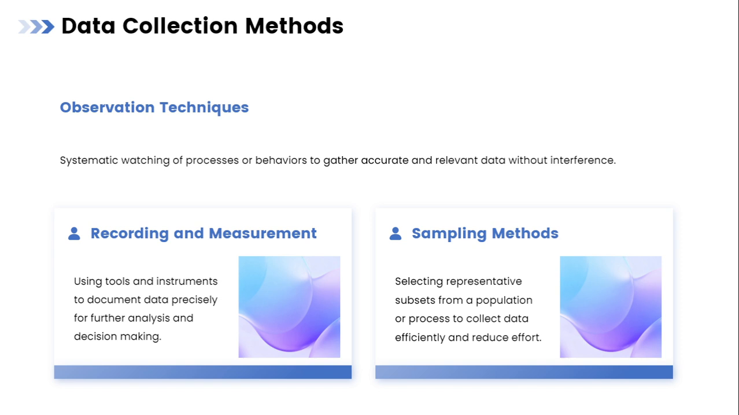Then the recording and measurement and sampling method both come under the data collection methods. It means we are collecting the data during operations, using tools and instruments to document data, preferably for further analysis and decision making. Like that, sampling method is selecting representative subsets from a population or process to collect data efficiently and reduce effort.